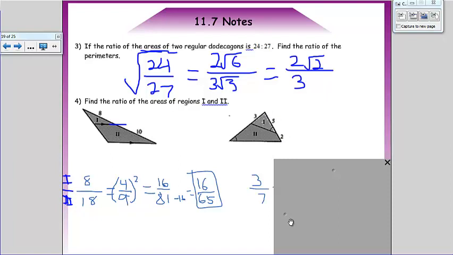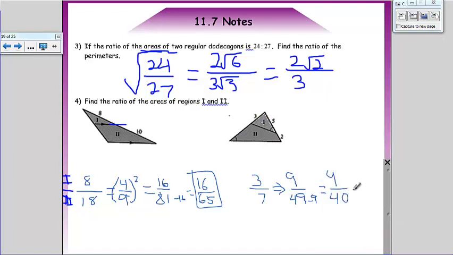That is a side. However, we need to get to the areas, so we're going to square it, which will yield 9 over 49. But that is yet again the area of region 1 compared to the entire. But if we want to compare it just to 2, we need to get rid of area 1 from the entire. So we need to subtract 9 off of it. That will give us our final answer of ratio is 9/40.